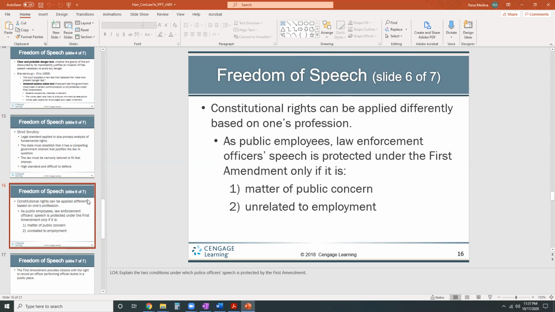Now, as public employees, the law enforcement officer's speech is protected under the First Amendment only if it is a matter of public concern and unrelated to employment. So, if a law enforcement officer is speaking as a police officer in their official title, their speech is protected only if the issue is a matter of public concern and not related to employment.